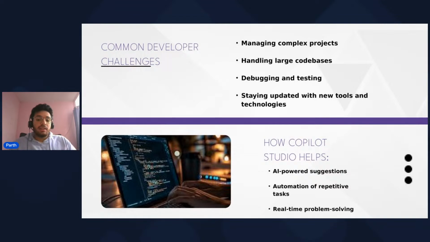Apart from that, it is real-time problem solving. If you are writing a line, GitHub Copilot and Copilot Studio will know the context you are going to write about, and then it will pre-fill the line of code you are going to try to write. So that's one more way it helps in real-time problem solving. So yeah, let's move on.